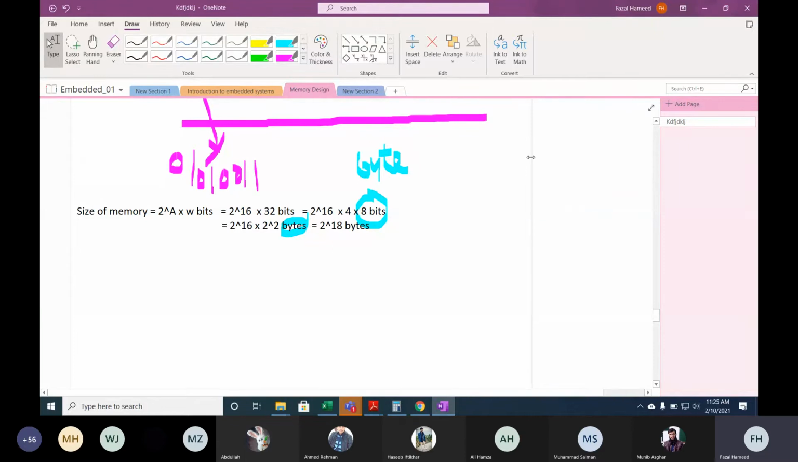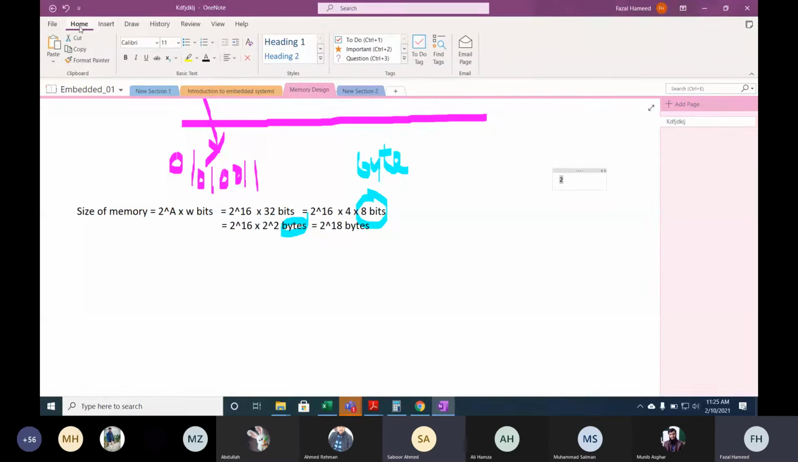If you remember from digital logic design, now I want to convert this data into kilobytes. 2 to the power 10, so it will be 256 kilobytes. Yes, it is 256. Very good. You're right. So actually, 2 to the power 10.